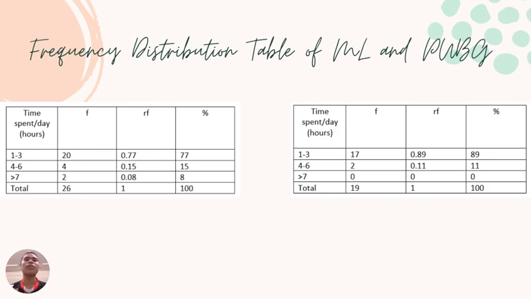For the frequency distribution table of PUBG, hours spent per day, 1 until 3 hours is 8, 4 until 6 hours is 1, and more than 7 hours is 0. And the total is 9. So most people spend their time on PUBG Mobile for 1 until 3 hours. So the relative frequency for 1 until 3 hours is 0.89, 4 hours until 6 hours is 0.11, and more than 7 hours, zero.